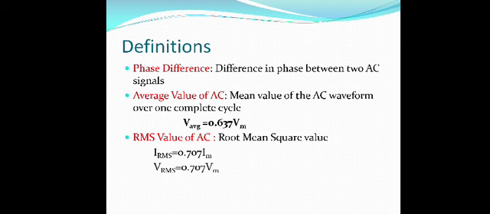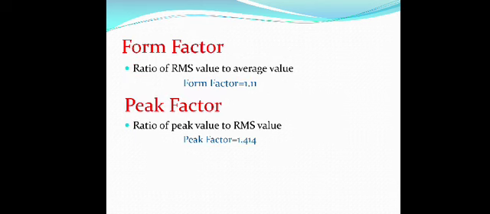Next, coming to the definition of average value of an AC waveform. Average value is measured as the mean value of the AC waveform for one complete cycle, and the V average formula is calculated as 2 Vm by pi. 2 by pi can be calculated as 0.637 into Vm. Next, RMS value of AC voltage waveform, that is the root mean square value of an AC waveform. Mathematically, the formula is IRMS is equal to 0.707 Im, whereas VRMS is equal to 0.707 Vm.